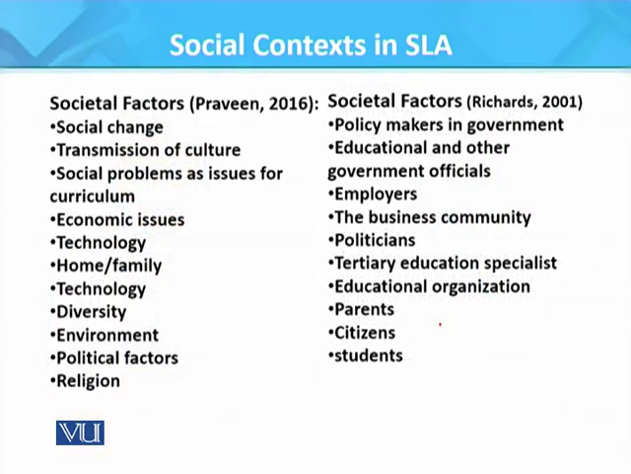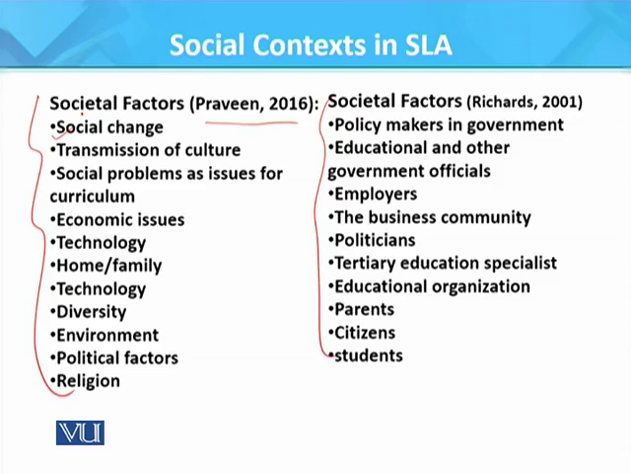Societal factors have been introduced and pointed out by a number of researchers, and here we will see the most dominant societal factors introduced by Praveen and Richards. So first of all, let's see the societal factors as proposed by Praveen. The first is social change. By social change, we mean any type of change that affects one's living, any social change which can be seen from a different group that has been introduced.